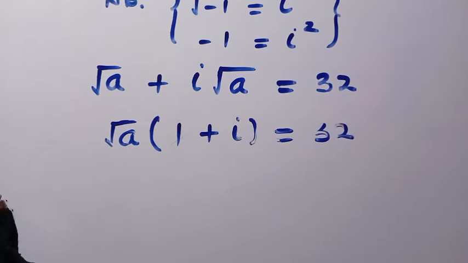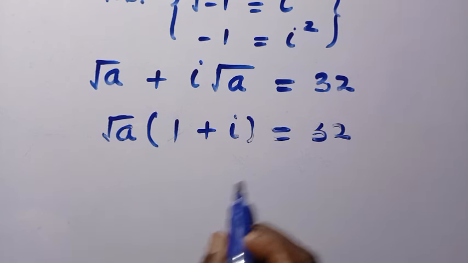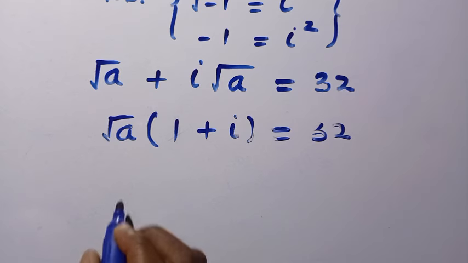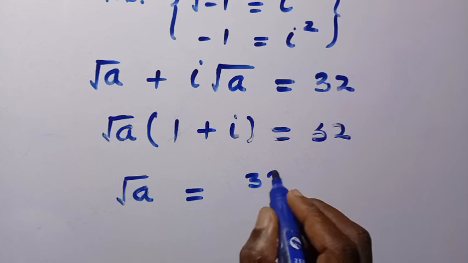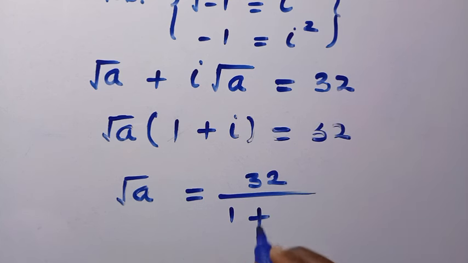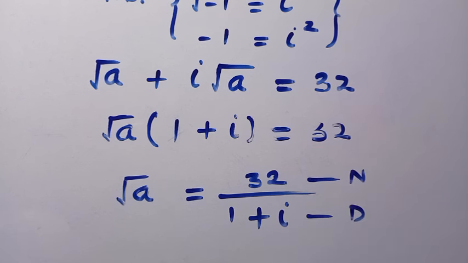Then since we need to find a here, let's divide both sides by 1 plus i. By dividing both sides by 1 plus i, we have root a equals 32 divided by 1 plus i. So here we have numerator and here we have denominator. We have an imaginary value at the numerator. So what we do is we try and make sure that there is no imaginary value at the denominator.